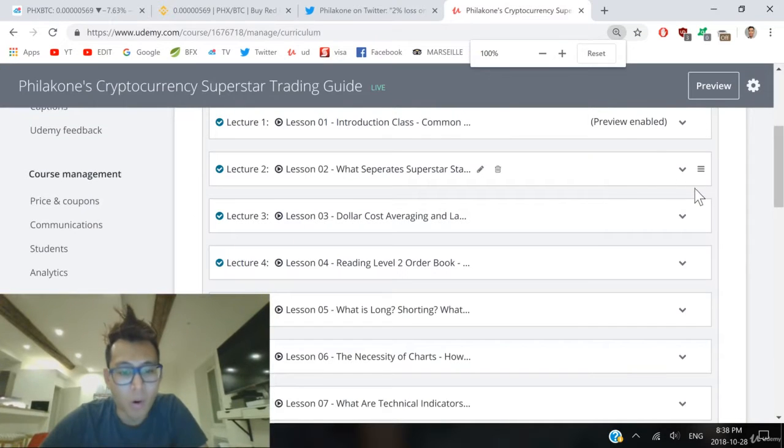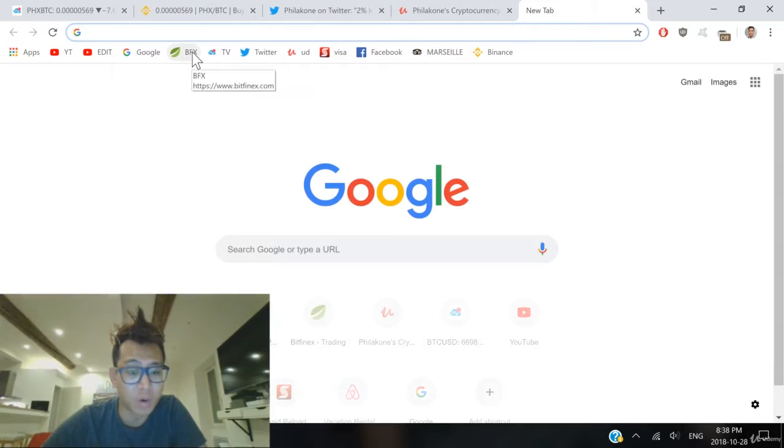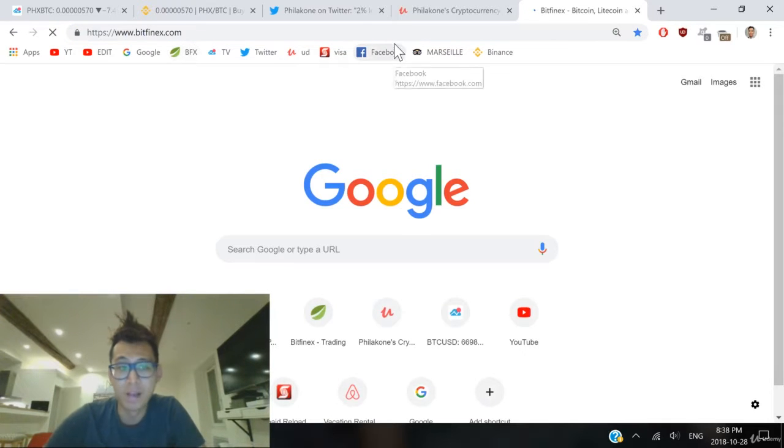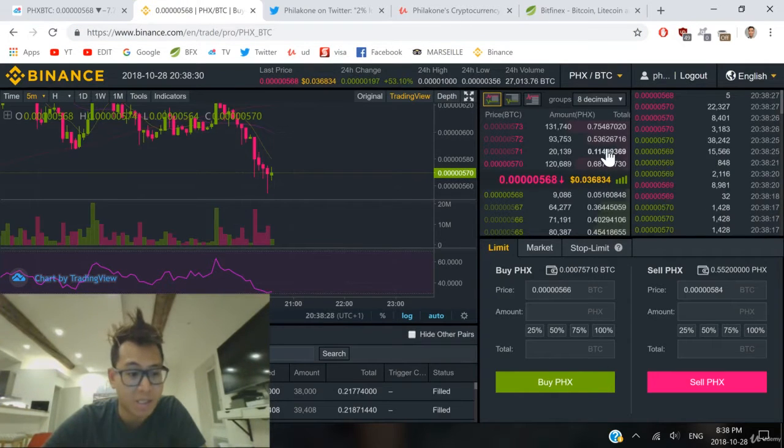And then for reading the level 2 order book, for example on Bitfinex, let's just go there and take a look at it together. So on Binance, just as an example right over here, you guys see that this is the order history right here, right?